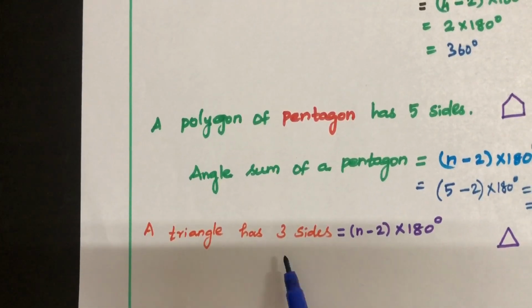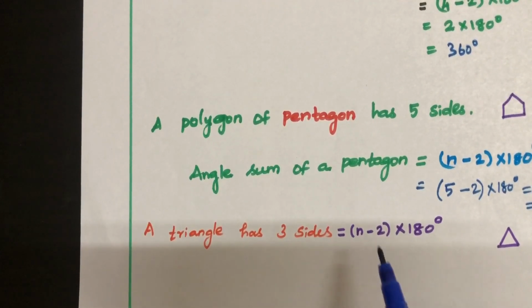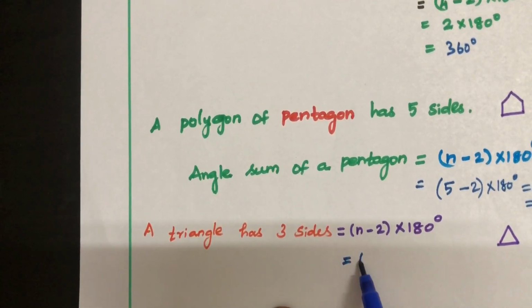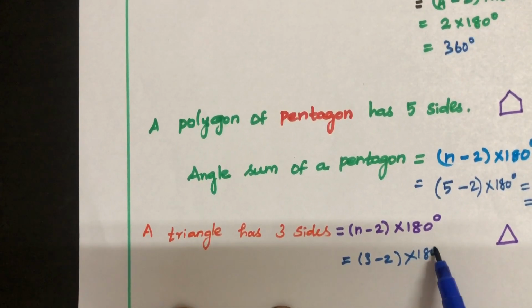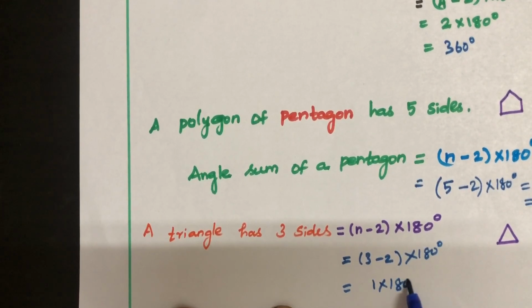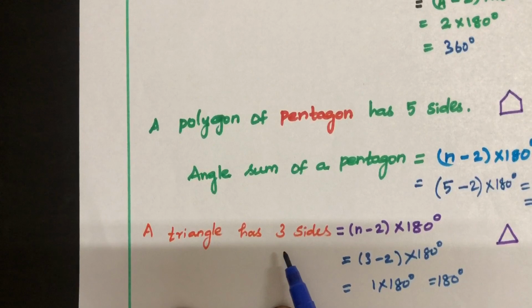Next, a triangle has 3 sides. So 3 sides means n is 3, right? So (3 minus 2) into 180 degrees, which is equal to 1 into 180 degrees, equal to 180 degrees. So the angle sum of a triangle is always 180 degrees.